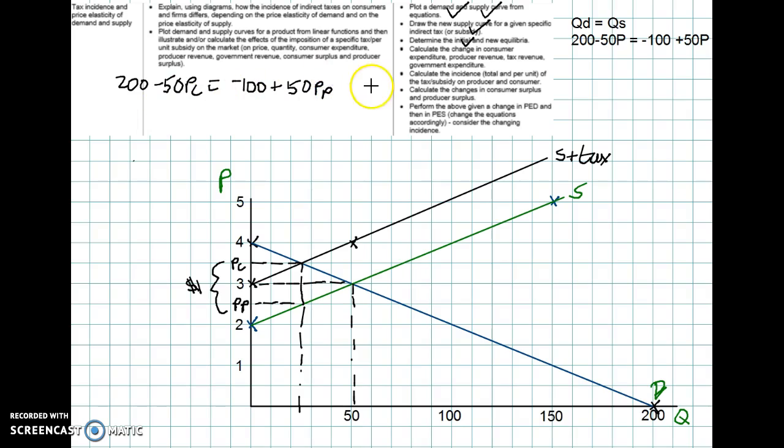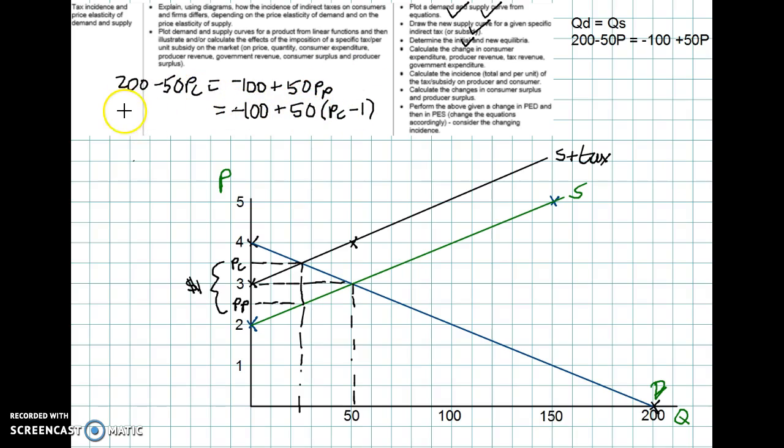We can't have different PP and PC on both sides, but what we do know is the customer price is the tax level above the producer price. So whatever the tax level is, the producer price is the customer price minus that. So we can change it around to read minus 100 plus 50, and PP is the same as saying customer price minus 1. If this was a subsidy, we'd put plus 1 there.